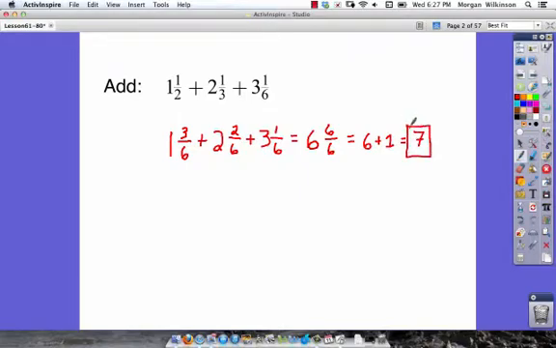We went through that three-step process. We found our least common denominator. We rewrote equivalent fractions. And then we solved and reduced.